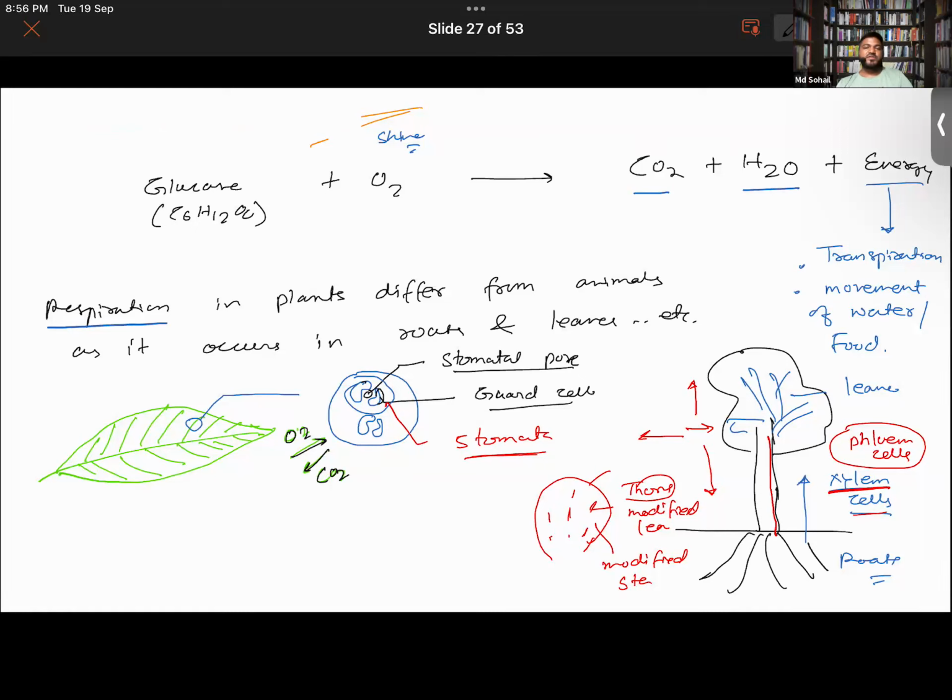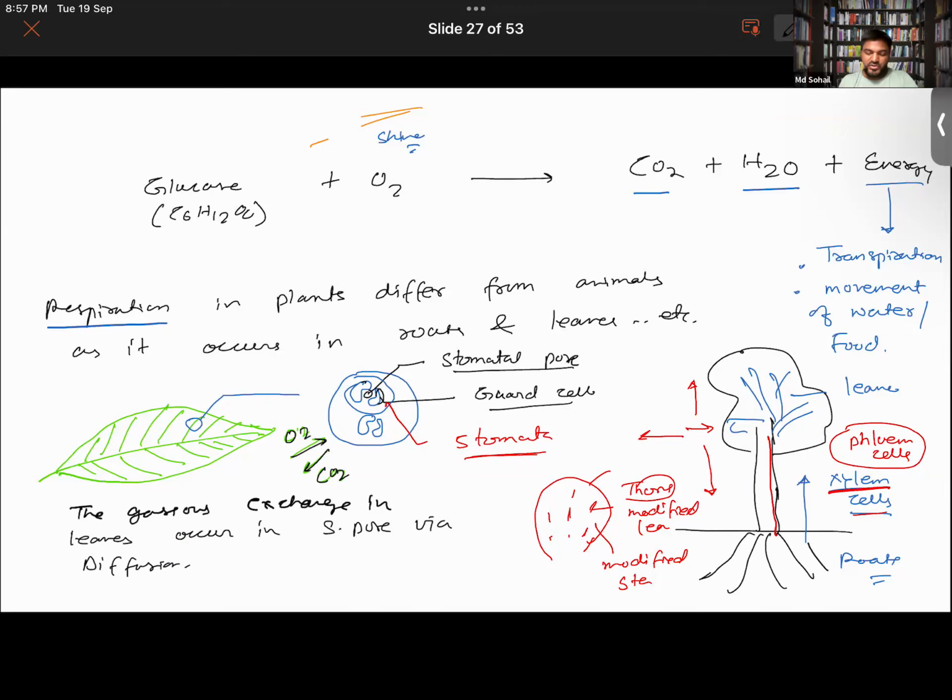The oxygen from air enters into the cells of the leaf through diffusion. While the CO2 that is produced in the process of respiration will also diffuse from the leaf to the atmosphere through the stomata. So the gaseous exchange in leaves occurs in the stomatal pore via the process of diffusion.